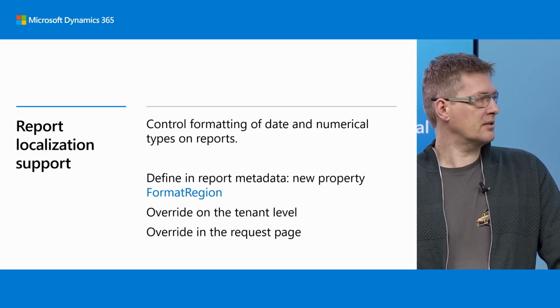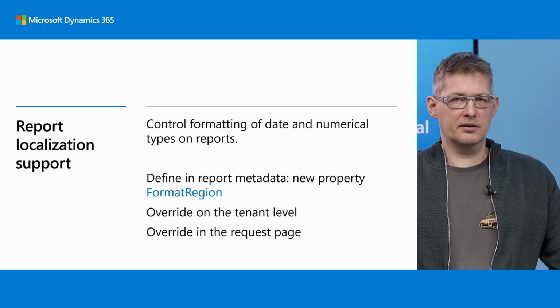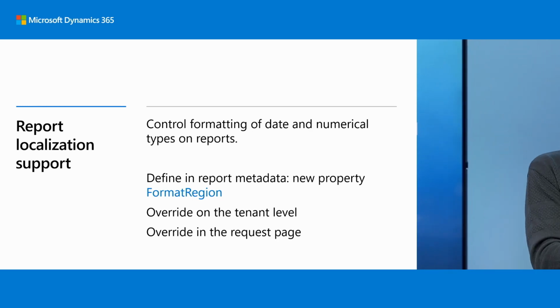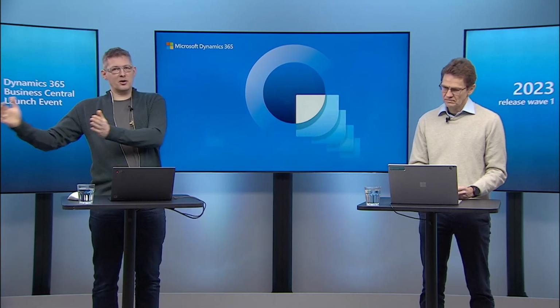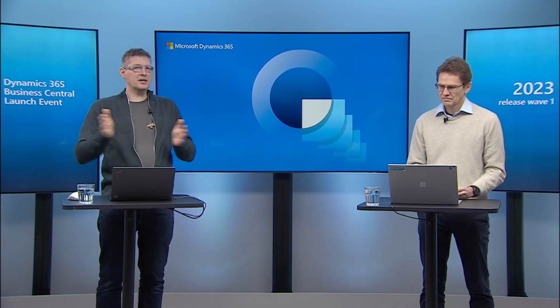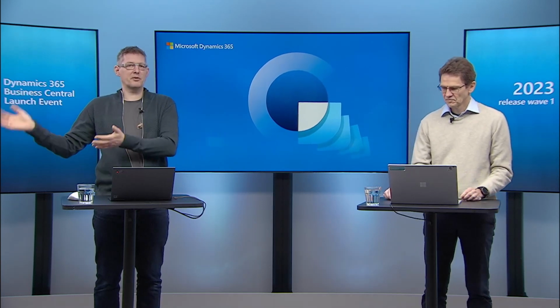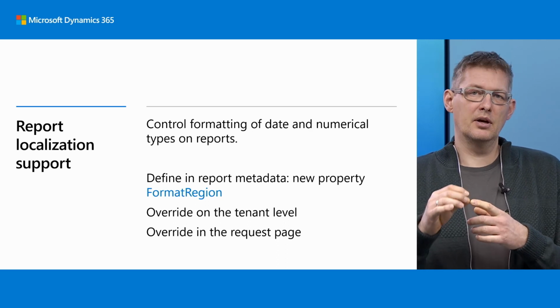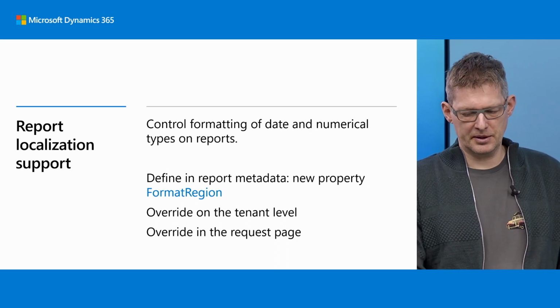So we actually did fix it a year ago, and then one class of partners were very happy, now it's fixed. And then we got bug support requests from another part of the partner community who said, you broke our reports. And no matter what we do, we're going to make some of you unhappy, so we decided to maybe make it so that you're all happy. You can now specify in report metadata the format region of this report. You can override that on the tenant level, and the user can even override it on the request page.